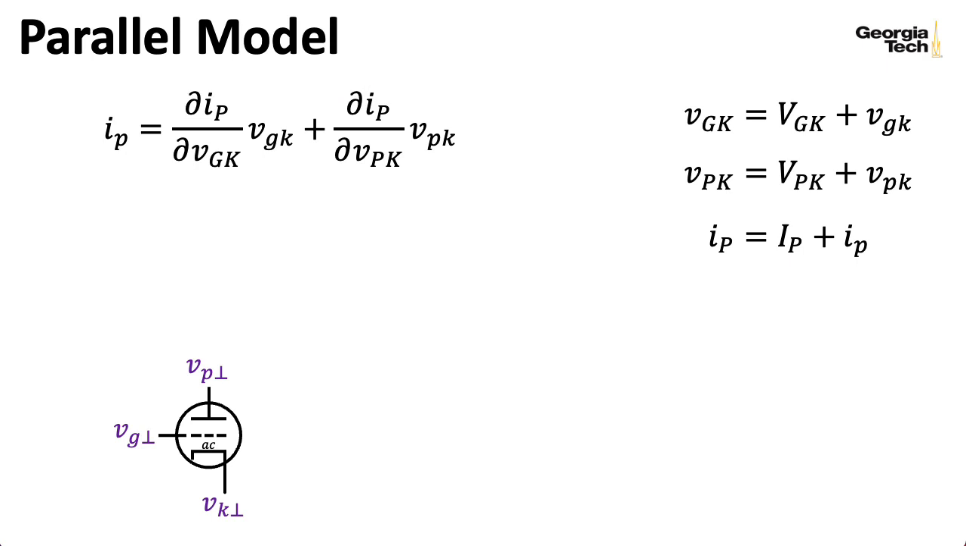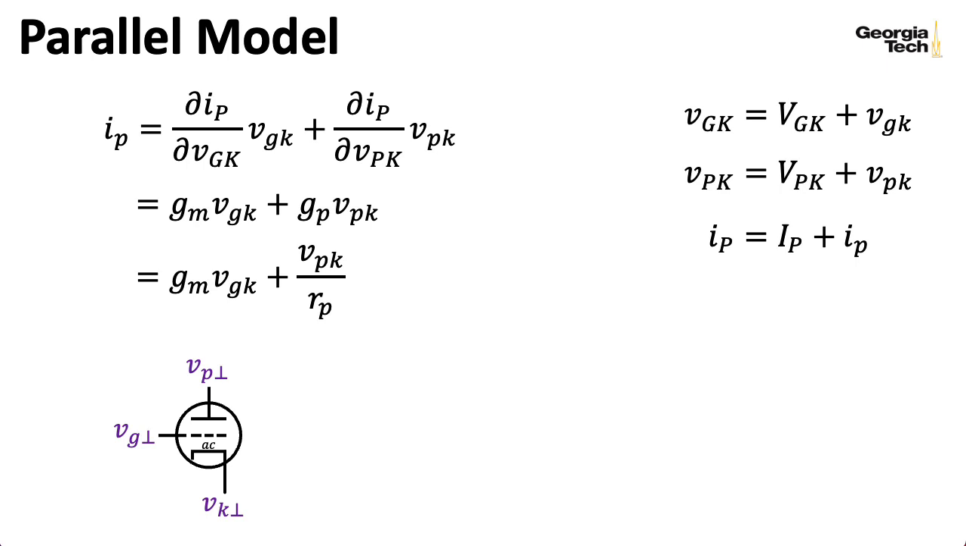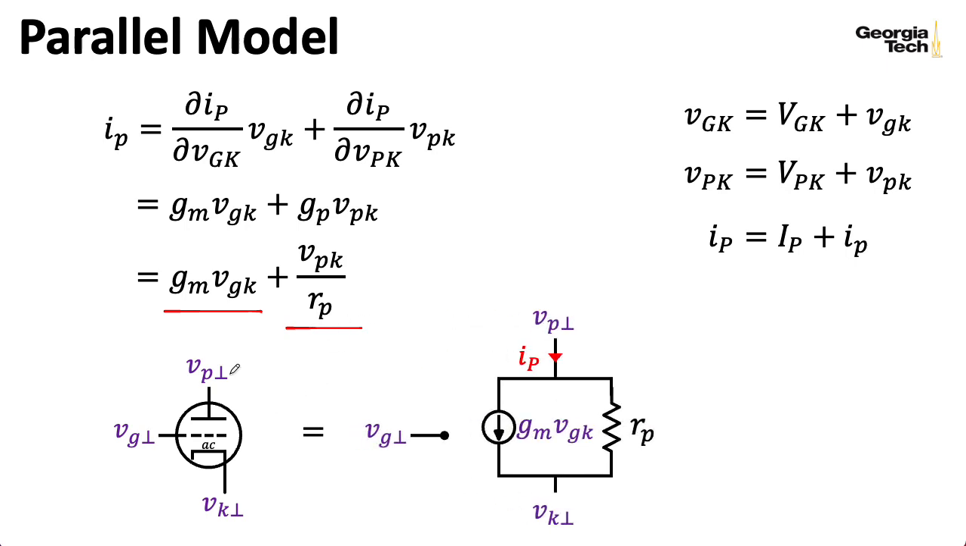So we've defined these derivatives as GM and GP, although it's not very common for people to use GP, so we're going to substitute 1 over RP. By Kirchhoff's current law, currents in parallel add. So I can make a model for the circuit that is 2 components in parallel. I have a current source that's GM times VGK in parallel with a resistance RP.